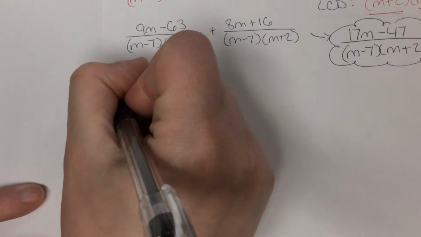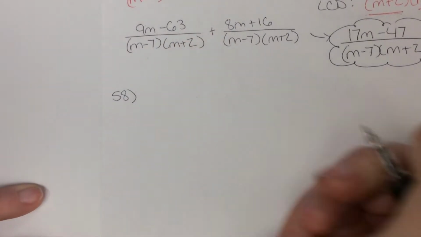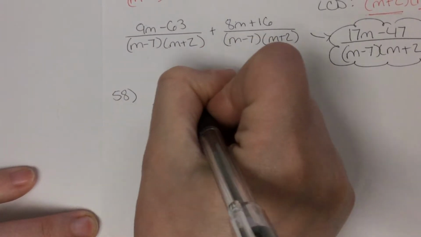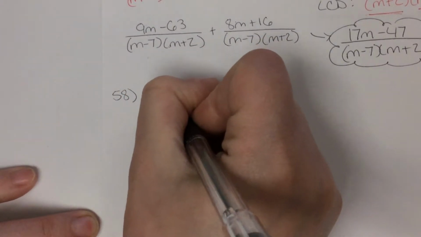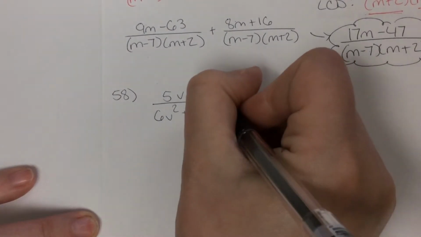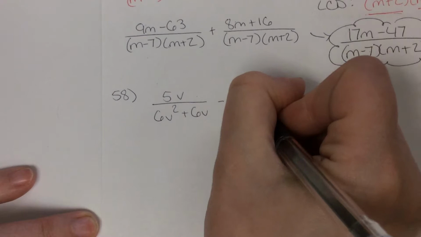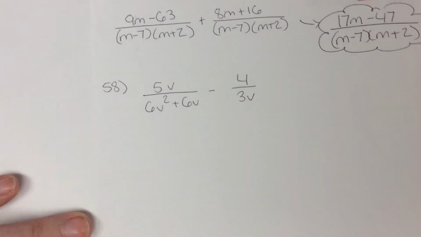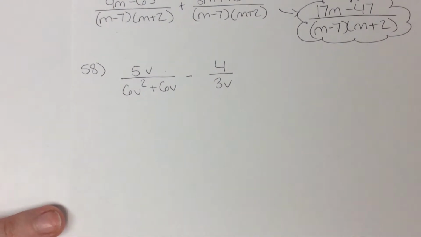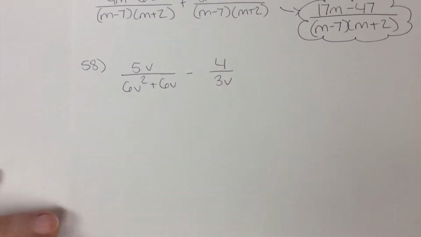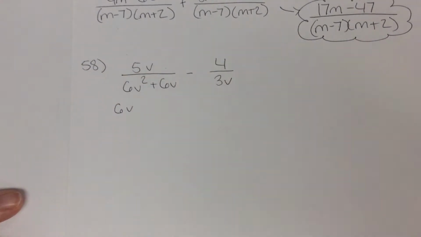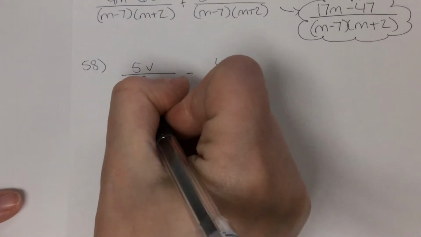Next one, 58. We have 5v over 6v squared plus 6v, minus 4 over 3v. All right, so remember what I told you guys, we need to make sure that both of these denominators are completely factored before we can start making the list. So this first denominator, we can pull out a 6 and a v, and we're left with v plus 1.